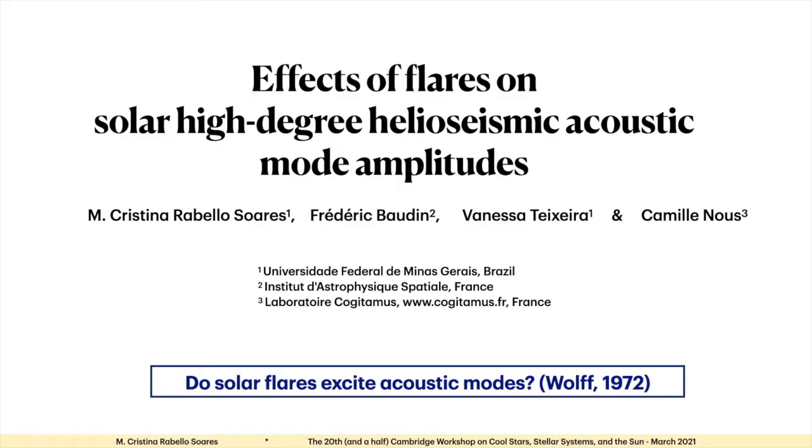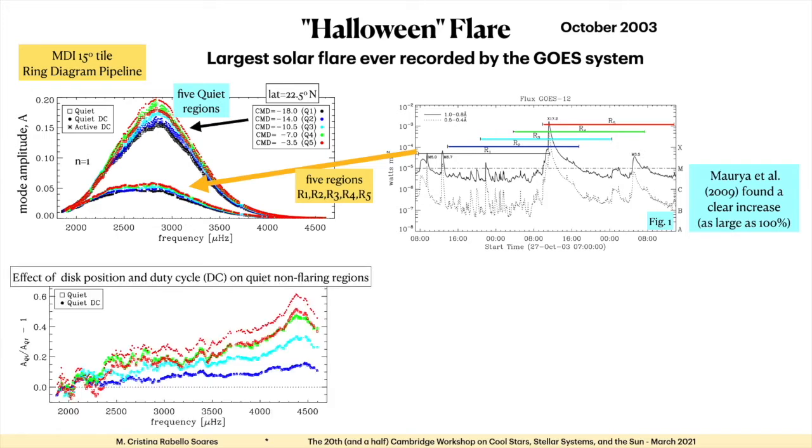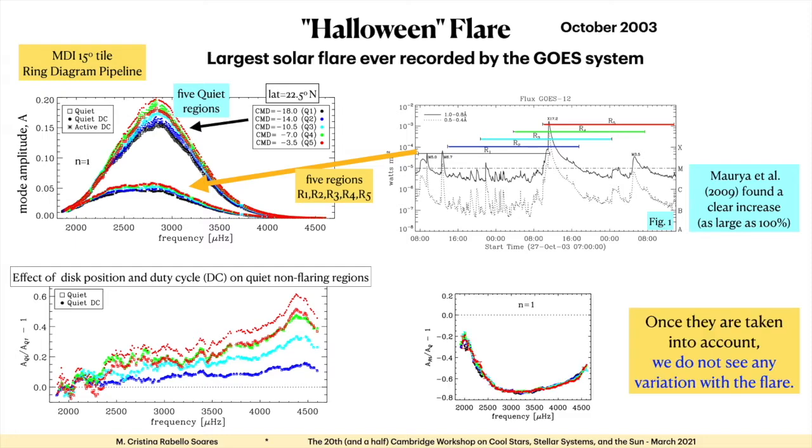Hi, I will talk about effects of flares on solar high-degree helioseismic acoustic mode amplitudes. We first analyzed the Halloween flare using MDI data, looking at the SM5 region as Maria did. After correcting for disk position and Dutch cycle, we did not find any variation in the mode amplitude.